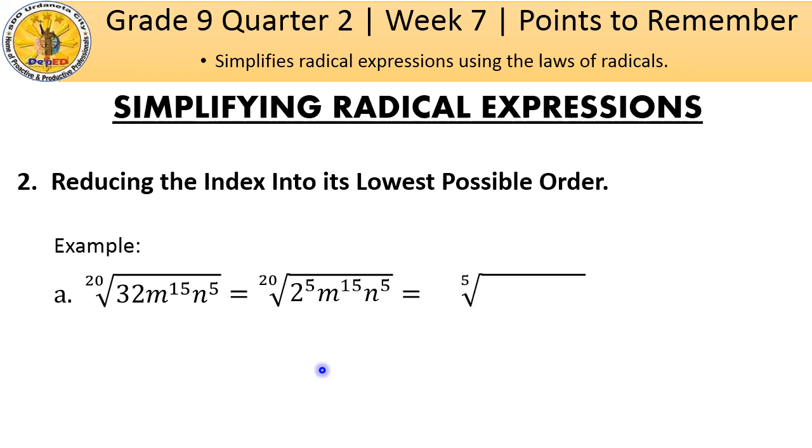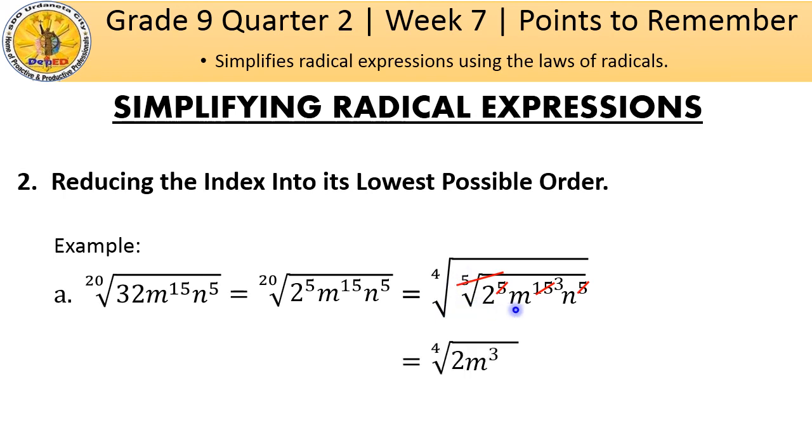So, using 5 as one of the factors of index 20, the other one is 4. Kaya, 4th root of 5th root of this expression. Nilagay ko na sa loob yung 5th root para mas madaling mag-simplify. Then, cancel out na ang mga ito. And this becomes 3. Then, cancel 5. The answer now is 4th root of 2 m cubed n.